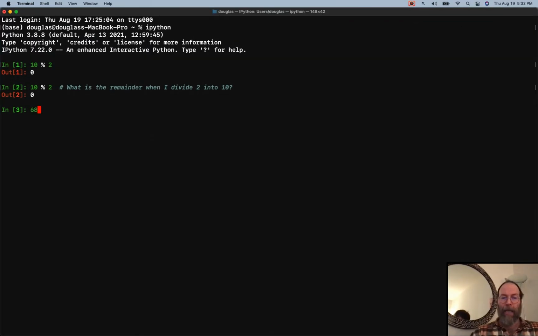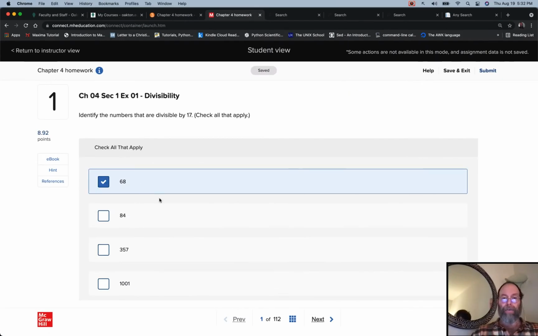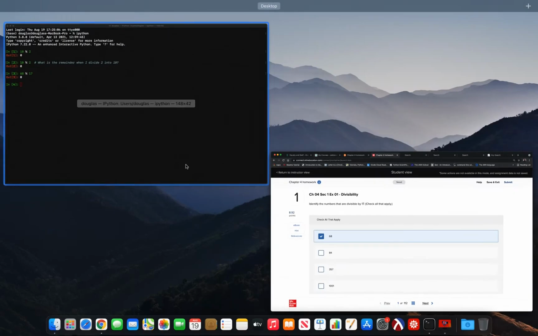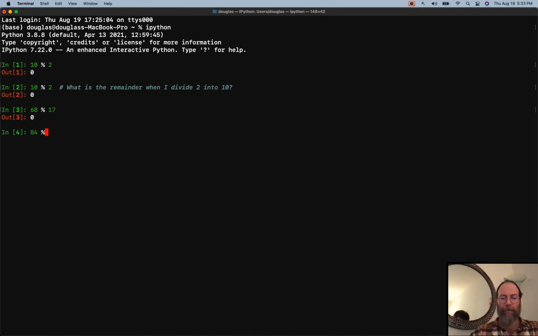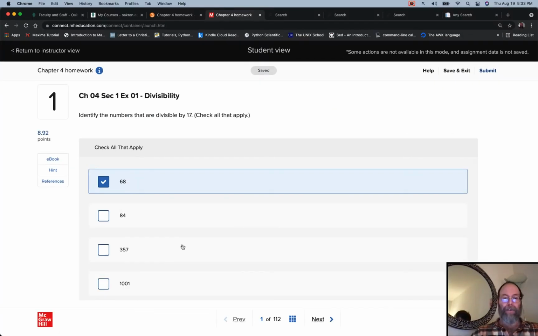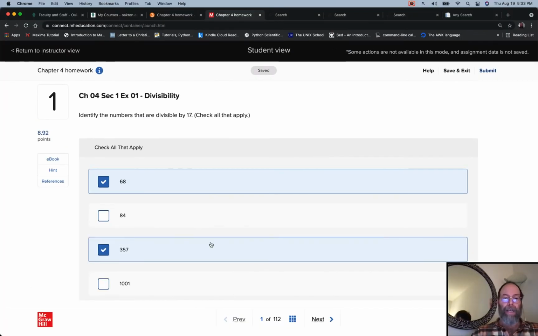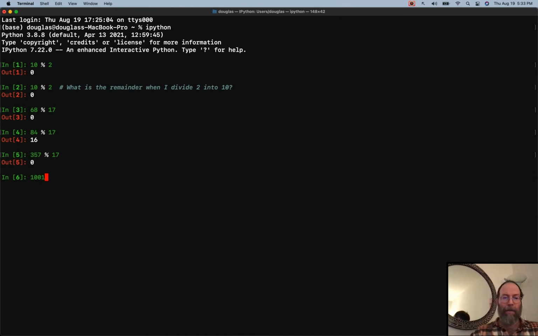Okay, identify the numbers that are divisible by 17. 68 mod 17: we know that 68 is divisible by 17, so I'm going to check that off. The next number is 84. Is 84 divisible by 17? No, 84 is not divisible by 17. What about 357? Is that divisible by 17? Yes, it is, so I'm going to check that off. And what about 1001 mod 17? No, that is not divisible by 17.